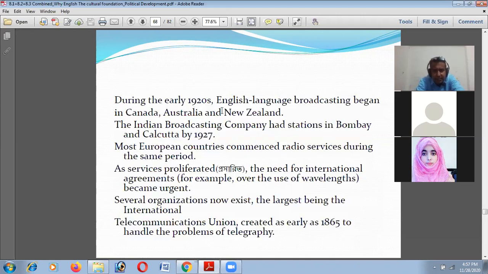In the 1920s, English language broadcasting began in Canada, Australia, and New Zealand. The Indian Broadcasting Company had a station in Bombay and Calcutta in 1927. Most European countries commenced radio stations during the same period. As services proliferated, the need for international agreement became urgent. So this is the scenario of the Telecommunication Union, created as early as 1865 to handle the problem of telegraphy.